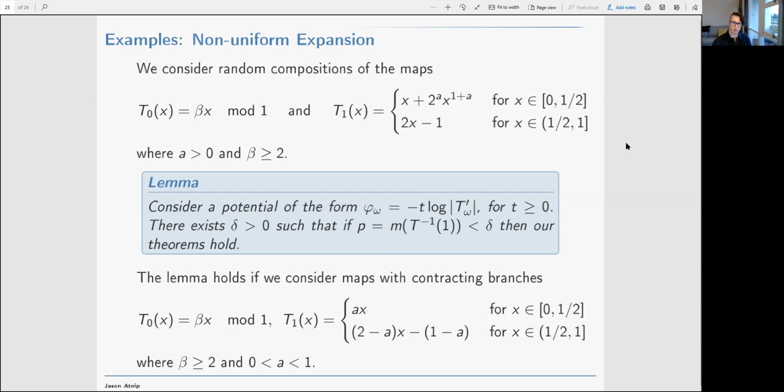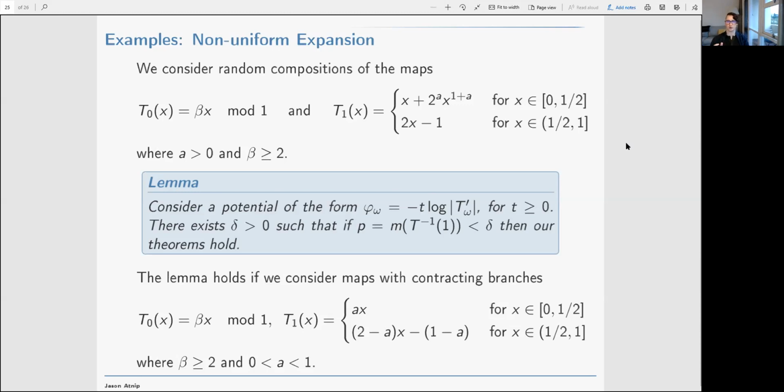And what we can show is that if we have some geometric potential, meaning that phi omega is equal to minus t log t omega prime, for any t greater than or equal to 0, we can find some number delta sufficiently small such that if the probability of finding this bad T1 map is less than delta and still positive, then all of our results hold.